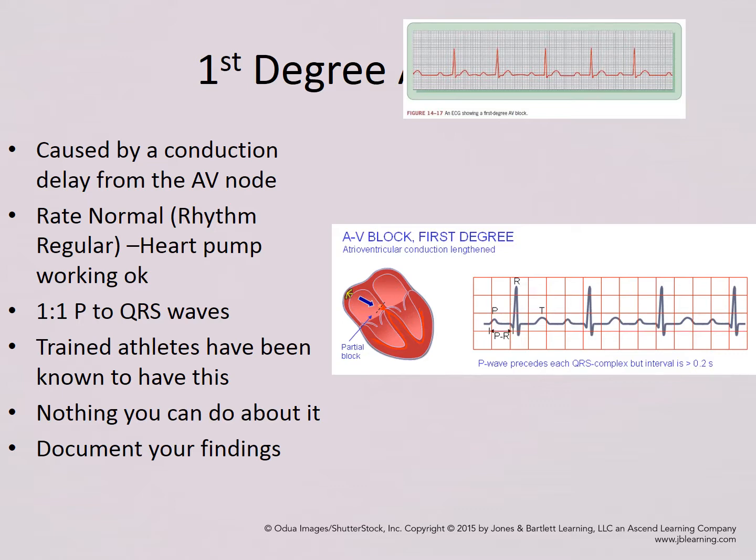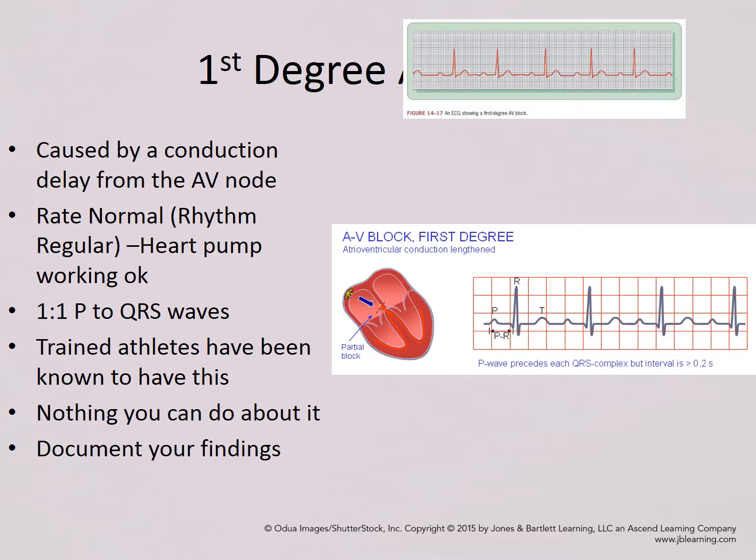This will have a normal rate, and the heart pump is working okay. You'll have a 1-to-1 ratio of your P waves to your QRS waves. So you'll have a P wave for every QRS. Some trained athletes might have this, and that is not of concern. There's nothing you can do about this. You just want to document your findings.